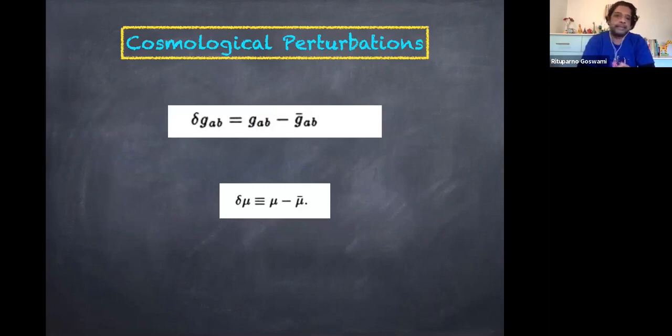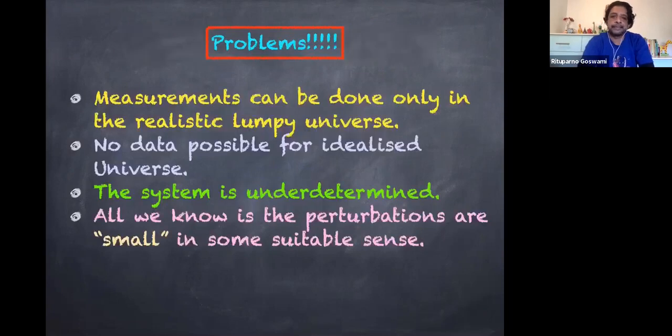We don't know delta G_AB, and therefore we don't know what is G over bar AB or mu over bar. So it is an underdetermined system. All we know is the perturbations are very small in some suitable sense, but that's all. That's all we know.